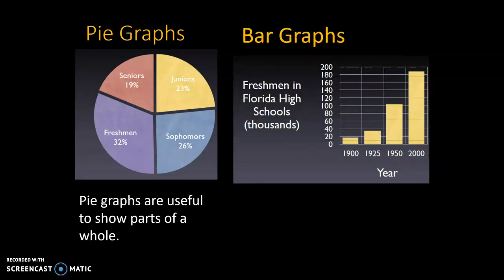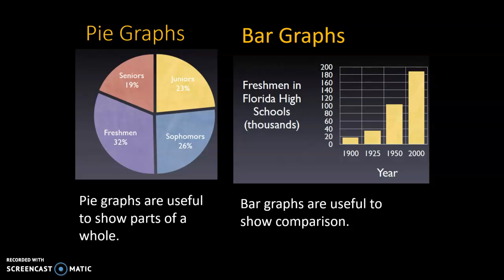We have bar graphs. Bar graphs are useful to show comparison. So if you want to compare the performance, the attendance rate of seniors, juniors, freshmen, and sophomores, you can use the bar graph.